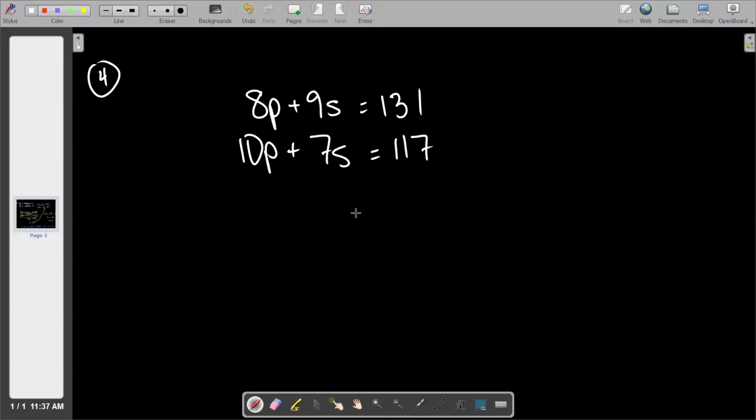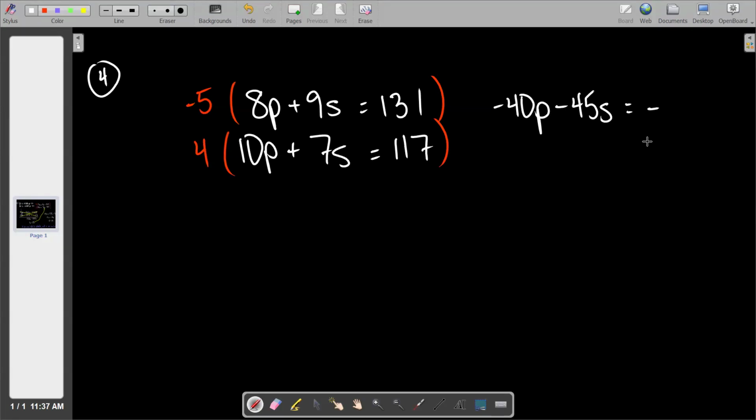So I'm just coming along for the ride here. I'll do exactly what you did. Which variable did you eliminate? I did P. Okay, so did you turn them both into 40s? Yeah. Okay, so what did you multiply the top by? And what did you multiply the bottom by? Good. And that should have given you negative 40p minus 45s equals negative 665.